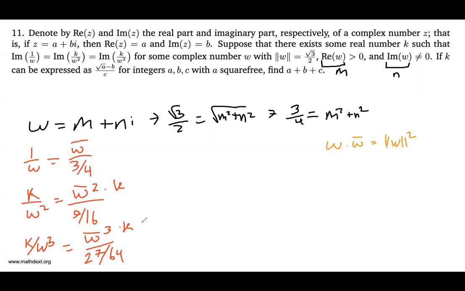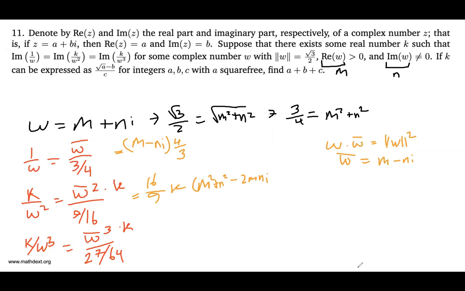But now what we need to do is look at the imaginary parts of these three quantities, because the imaginary parts of these three quantities are all equal to each other. However, we know that w equals m plus ni, so w bar is equal to m minus ni, like we already specified. So the first one turns into m minus ni, and then you divide that by 3/4, so you're effectively multiplying by 4/3. The second turns into 16 over 9 k times m minus ni squared. And if you expand that out, you get m squared minus n squared minus 2mni.